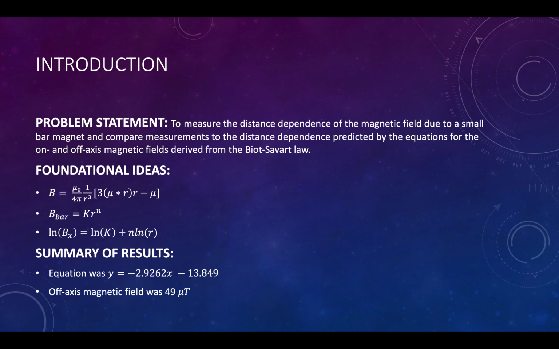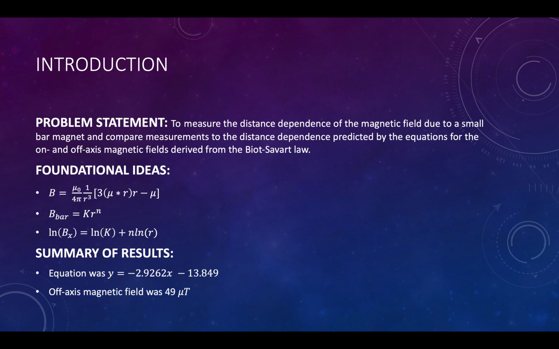So some of the foundational ideas are the Biot-Savart law, which is that constant times 1 over r cubed, and then 3 times mu times r minus mu. And then we've got the magnetic field of the bar, which is k r to the n, and then that equation of the line using natural logs.